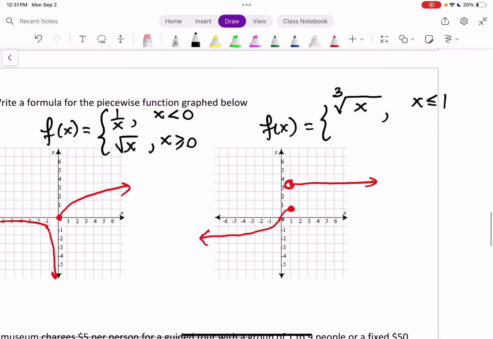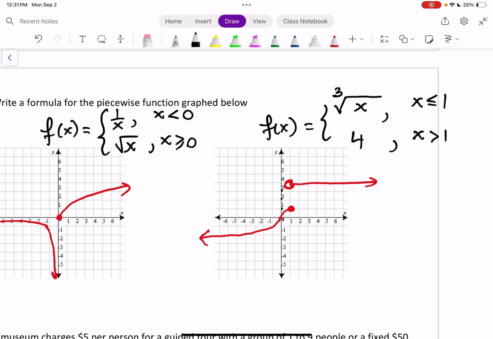And then to the right of 1, so for x greater than 1, it's simply y equals 4. So it's the constant function y equals 4. So horizontal line after that.